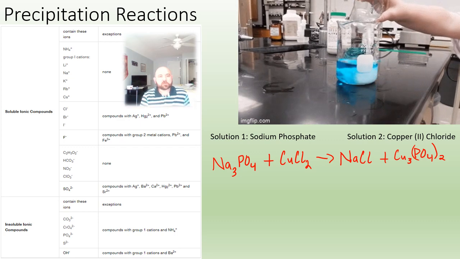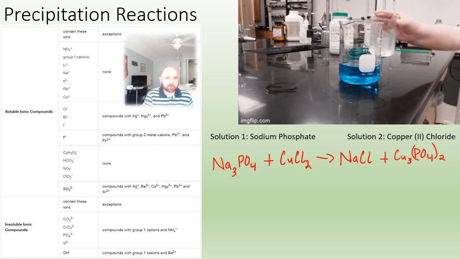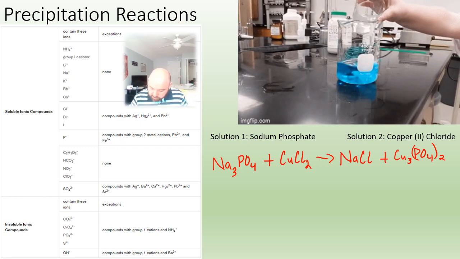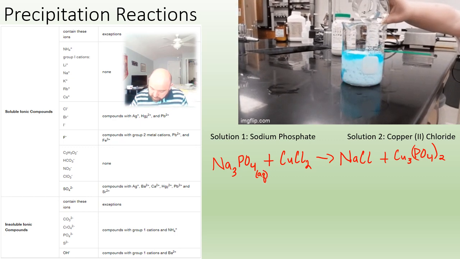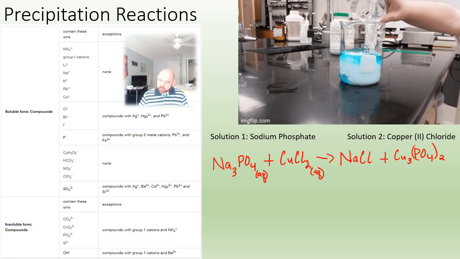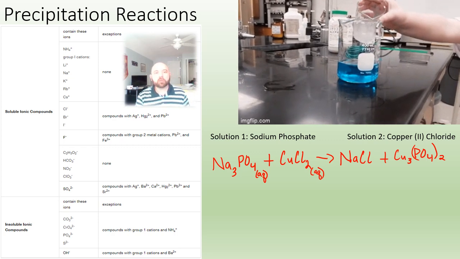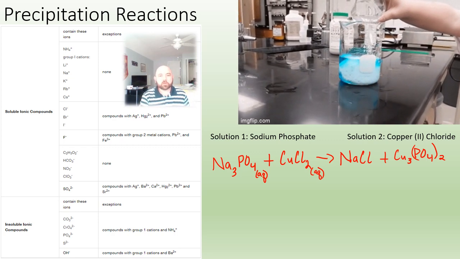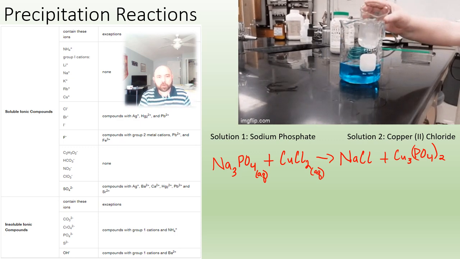We know that the first 2 compounds are soluble because they're sitting there dissolved in solution. So we could check, but I'll just go ahead and write aq out the side of those. And then we can make way with determining which one of those 2 products there is the solid form.